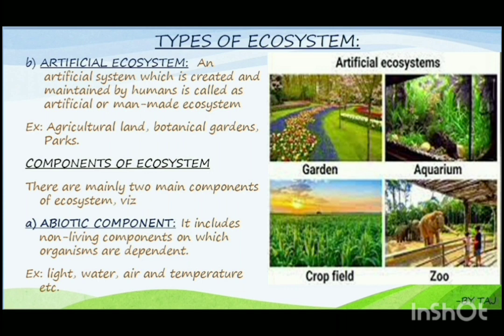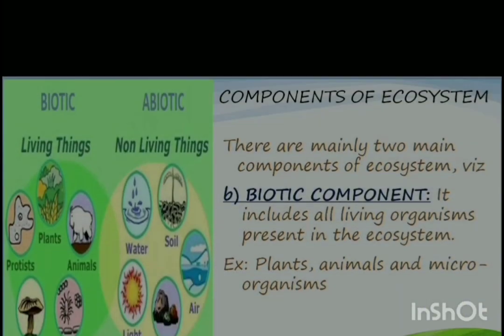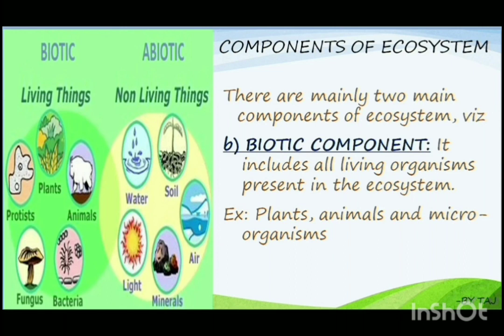Coming to the components of ecosystem, there are mainly two main components in the ecosystem, that is the abiotic component and the biotic component. First we will discuss the abiotic components. It includes non-living components of the environment like water, light, air and temperature. These are the non-living components of the environment; we call them abiotic components. Coming to the biotic component, it includes all the living organisms present in the ecosystem. Example: plants, animals and microorganisms. So this is about the biotic components.